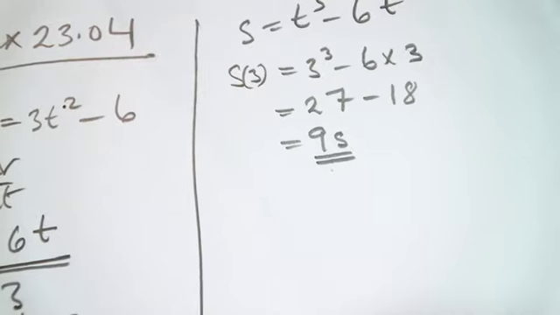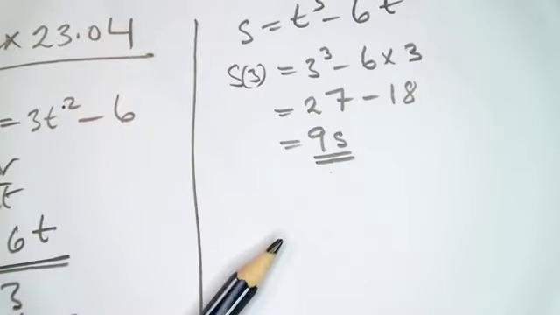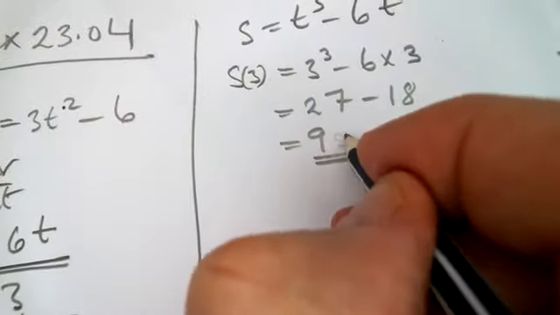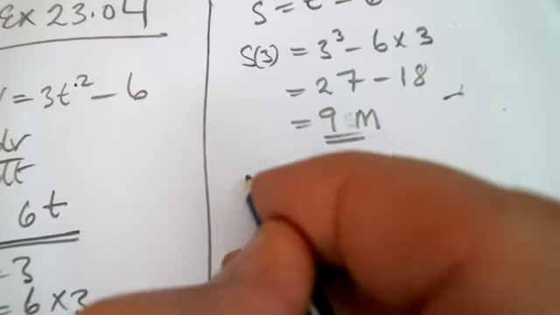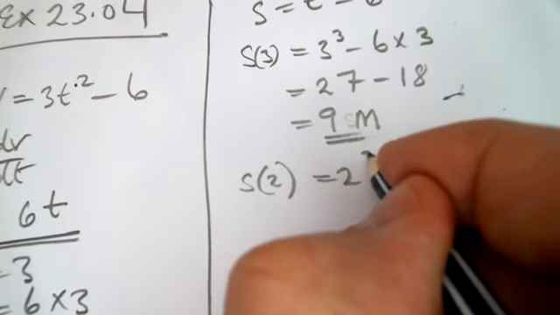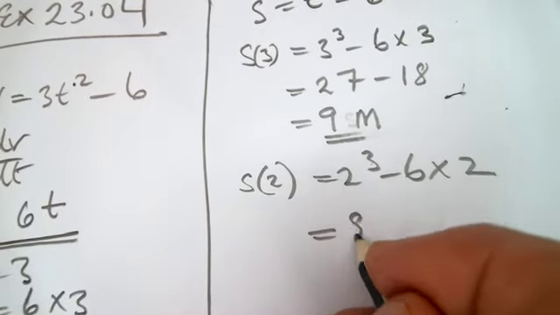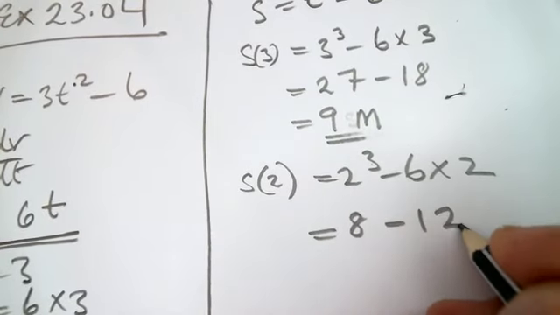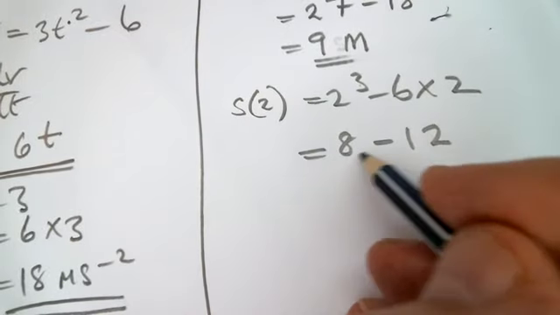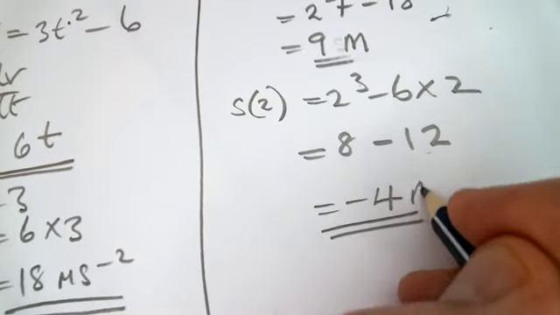It's covered 9, sorry, it takes 9 seconds. What am I doing? That's 9 meters. Okay, now in 2 seconds, what does it do? 2 seconds would be 2 cubed minus 6 times 2. 2 cubed is 8, minus 6 twos are 12. So it's going backwards, it looks like in this case. So 8 minus 12 is going to be negative 4, and that's negative 4 meters.